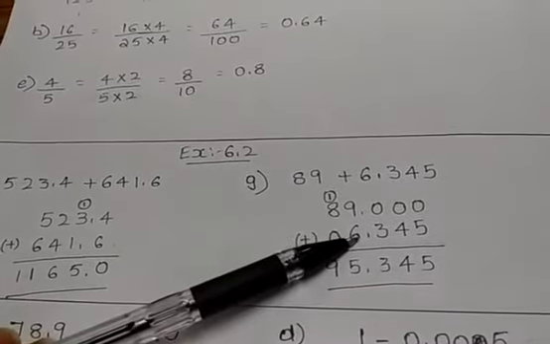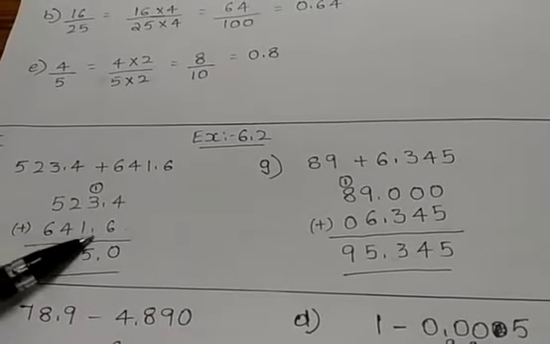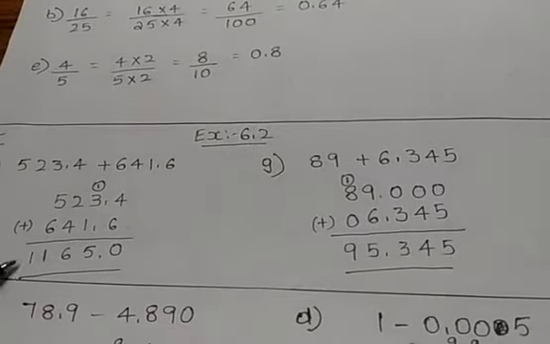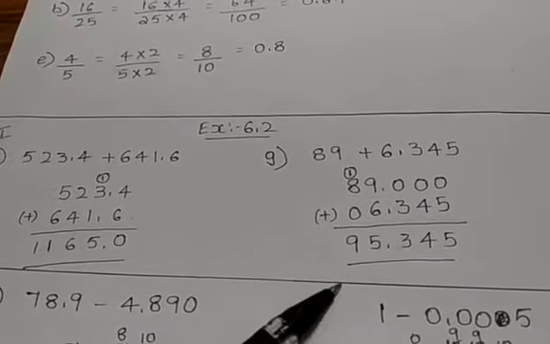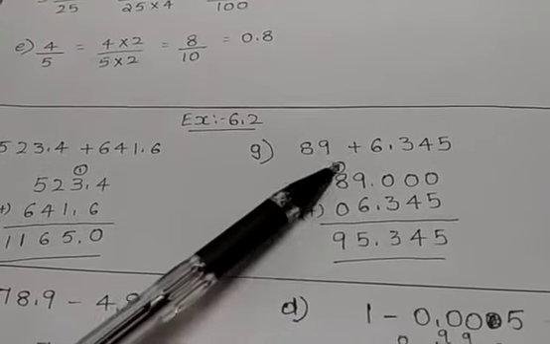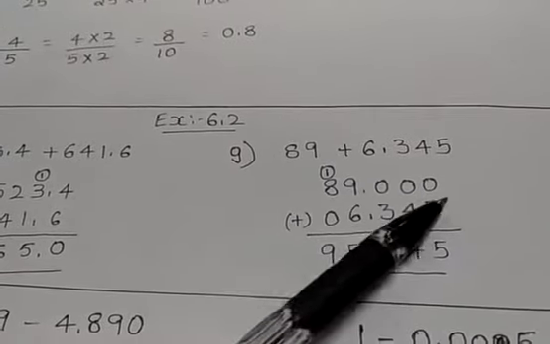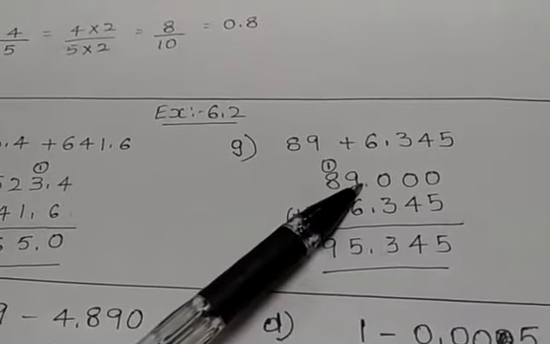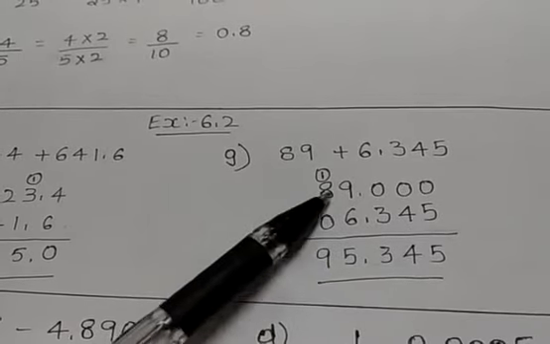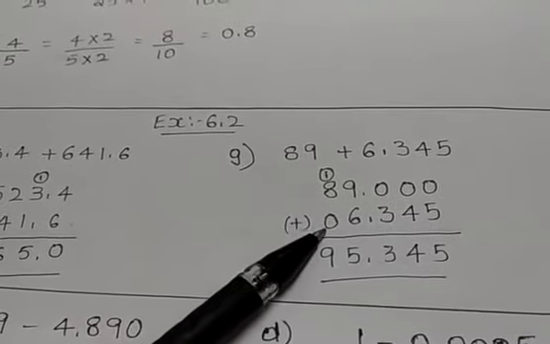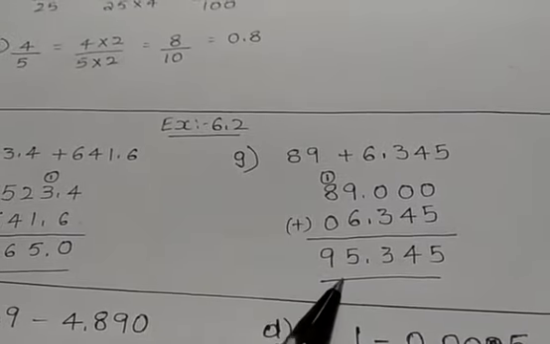See here. Now we will add this one, 523.4, 641.6. We have added. We got 1165.0. Here we have the whole number 89 plus 6.345. 89 we have, so add three zeros on the right hand side. Place a decimal point. Then place the next number, that is 6.345. Here we have two digits before the decimal point, so add a 0 on the left hand side of the number. We add the numbers and we get the answer.